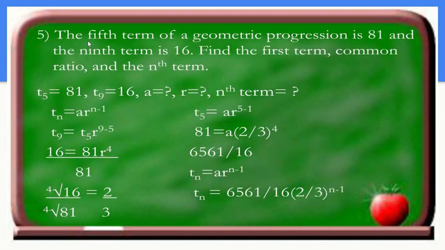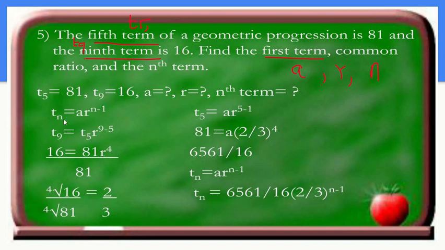Next, let us see that. The fifth term of a geometric progression. What is meant by fifth term? Fifth term means T5, right? So what they have given, T5 is 81. And ninth term, ninth means T9, so T9 equal to 16. What they are asking? Find the first term. So they are asking you to find A and R, and Tn also they are asking to find out.